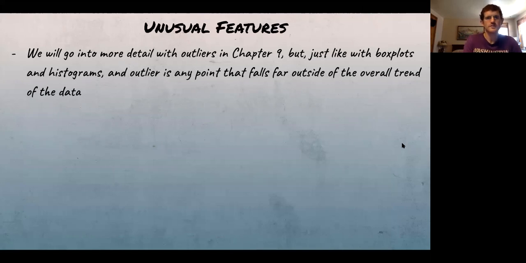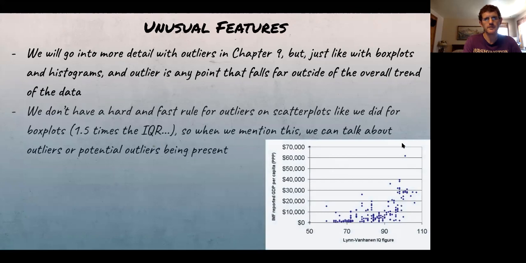Unusual features. This we will definitely talk about more, especially in chapter 9. But for right now, you can just note if there are any outliers. And it's worth pointing out, we don't really have a hard and fast rule like the 1.5 times IQR when we were looking at box plots. But we can still talk about outliers.